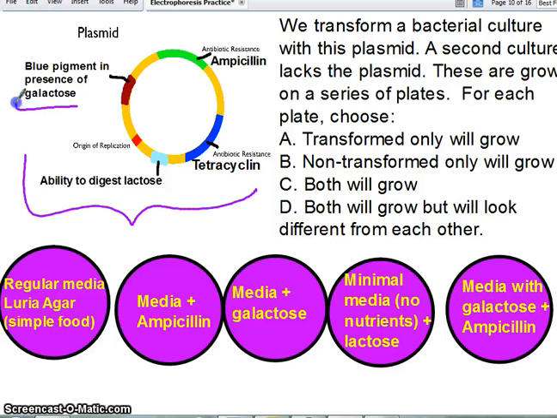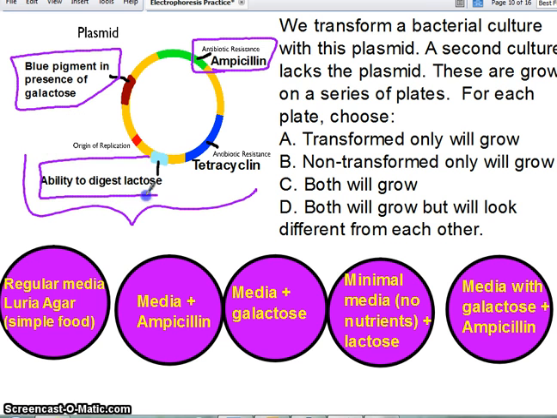So this one says it makes a blue pigment when galactose is present. This one gives it resistance to ampicillin. This is the ability to digest lactose, and this is a resistance to tetracycline. So if a bacteria picks up this plasmid, it would have all 4 of those abilities.